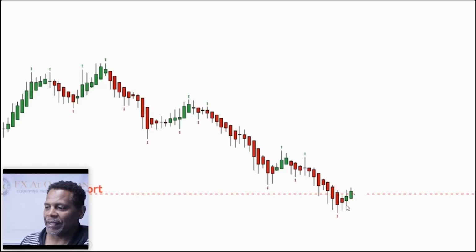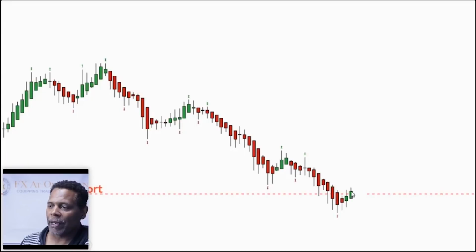Now, this is an indecision candle. You don't want that candle. So you're not going to enter here. So far, this tells you no entry. So if you enter long, why are you entering the market? You broke rules. You're not listening.